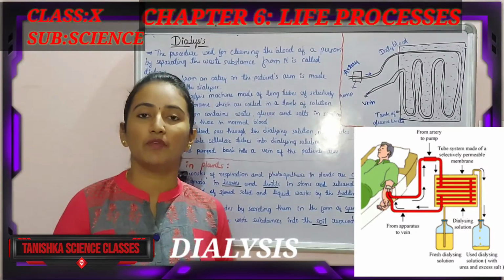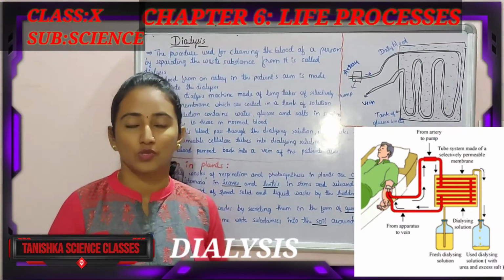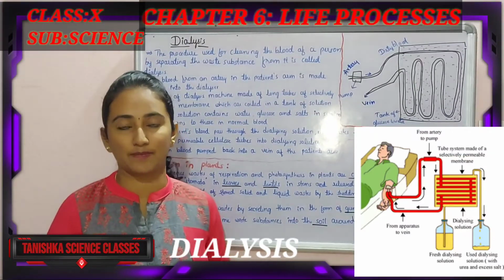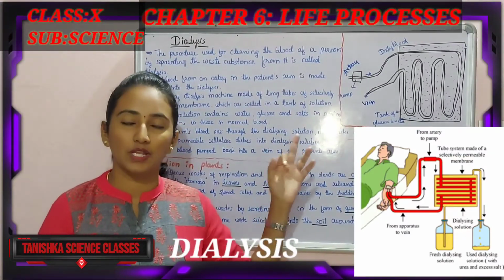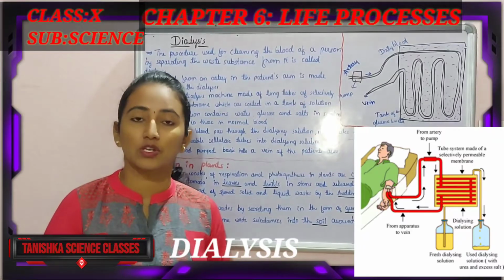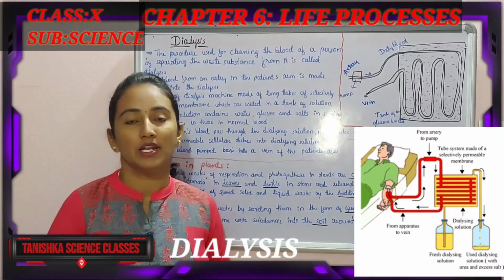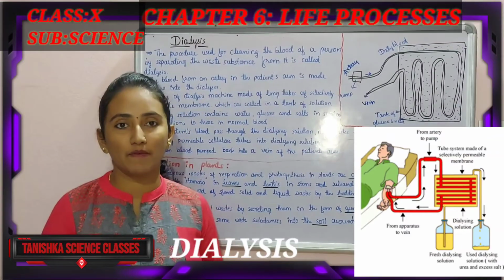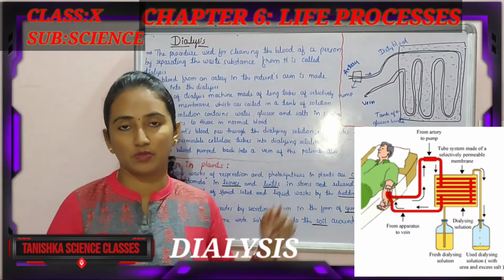Is it right? If they fail to perform their function, what might be done? There are two chances. Either we can transplant the kidney or we can do the dialysis process. Transplantation is very difficult, and we can face many problems because suitable kidneys will not be available. At that time dialysis will be done.